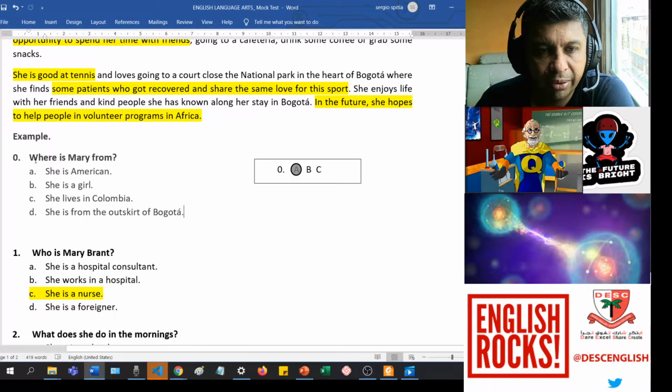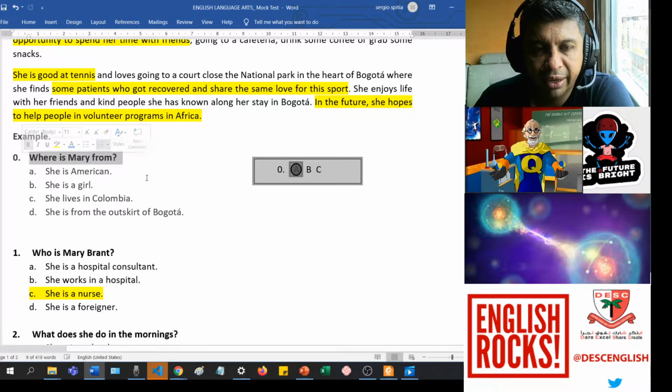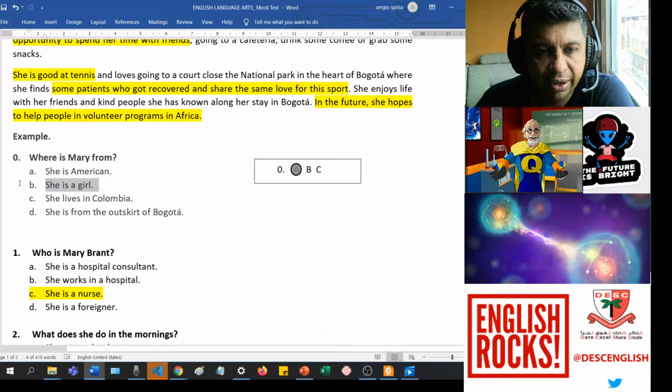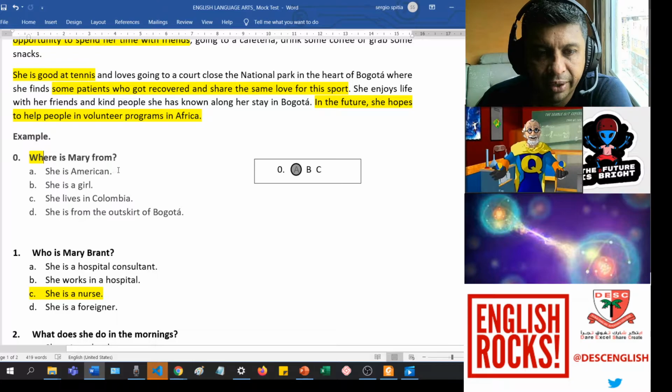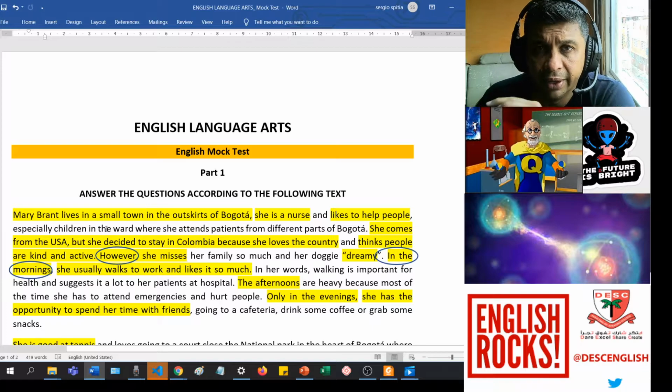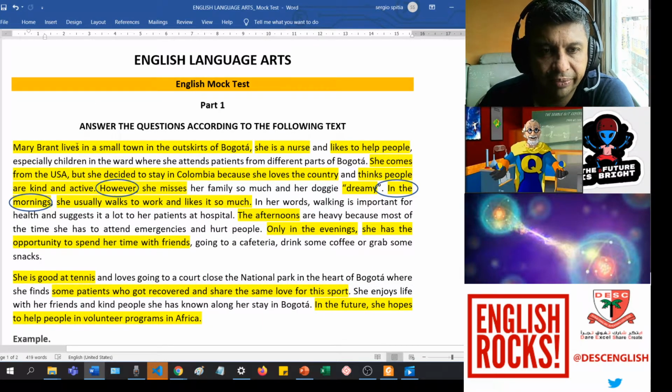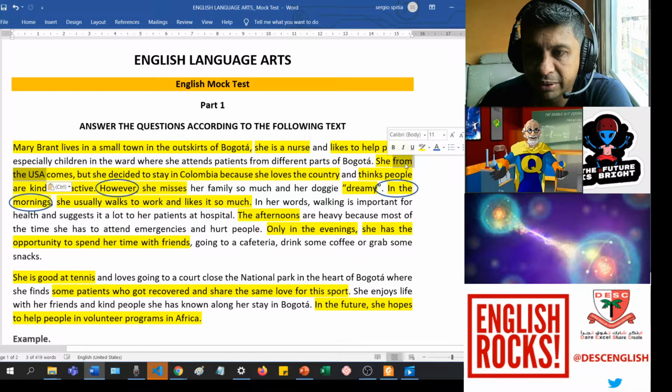Let's analyze it. 0. Where is Mary from? ¿De dónde viene? ¿Dónde es Mary? She's American. She's a girl. Entonces, remember, WH questions. Estamos hablando de las preguntas WH, haciendo un pequeño repaso. Remember, where, ¿dónde? ¿De dónde es ella? She's American. Ella es una niña, ella vive en Colombia, ella es de las afueras de Bogotá. So, going back, de regreso al texto, Mary Brand vive en un pequeño pueblo en las afueras de Bogotá. Vive, pero no es que sea allí. She's a nurse. She comes from the USA. Ella viene de los Estados Unidos. Así que de forma literal expresa en el texto nos está dando la respuesta.